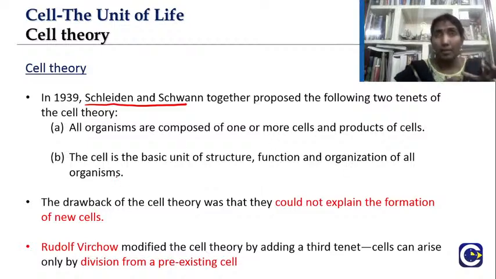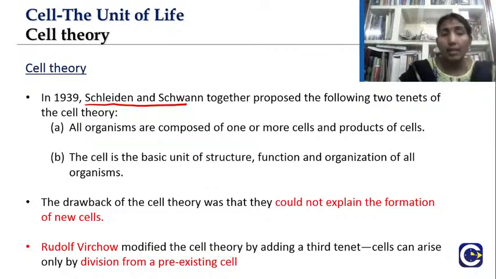The cell is the basic unit. So it is going to give you the structure. And when there is a structure, definitely it is going to perform an action, the function. So all that grouped together has an organization, and that's how it makes the entire organism. What is the drawback of cell theory? They were not able to explain how new cells are formed.